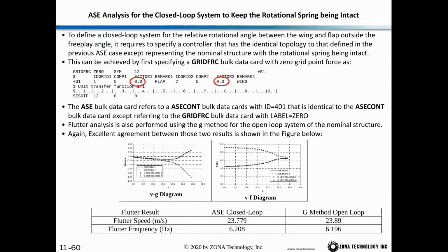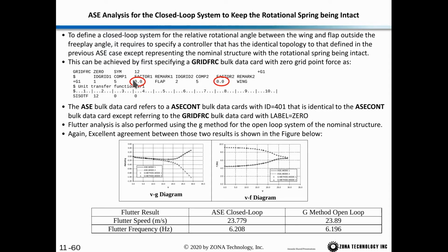is in our nonlinear flutter analysis, you are allowed to have different closed-loop control systems that are referred to by your different nonlinear system matrices. However, the topology of the control systems must be identical. So what you're doing is just changing factors in the control system. So we have the same grid force and CISOTF, but now the factor, the force that we're applying with the grid force, we're setting it equal to 0.